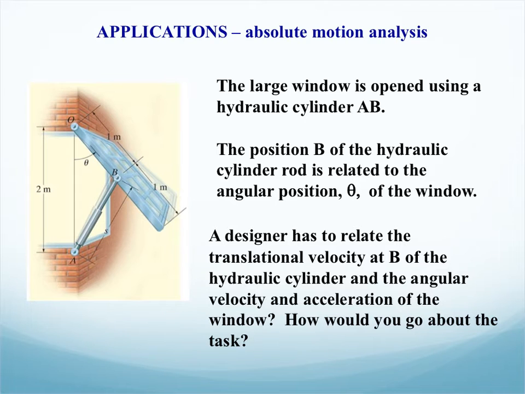As an example, when we look at this window that is on a hydraulic cylinder, we can see that as it opens, of course, the angle that it makes with the vertical is going to change, but also the length of the piston from A to B is going to change as well. So if we want to know what the position of the rod is and how it relates to theta, we can then figure out the translational velocity of point B on the window related to the hydraulic cylinder, and also the angular velocity and angular acceleration of the window. All of these are going to be intertwined.